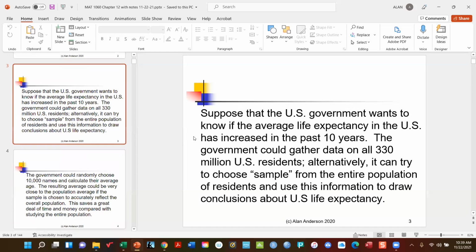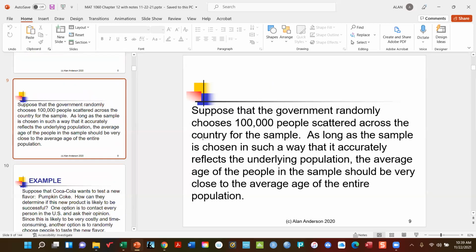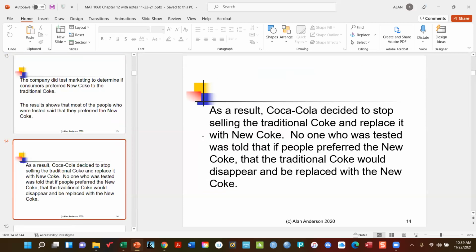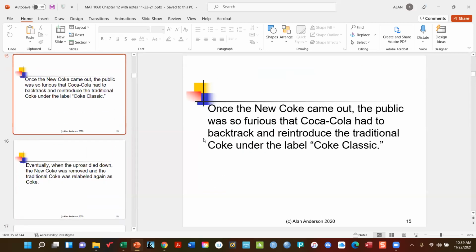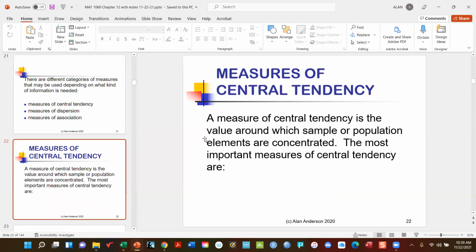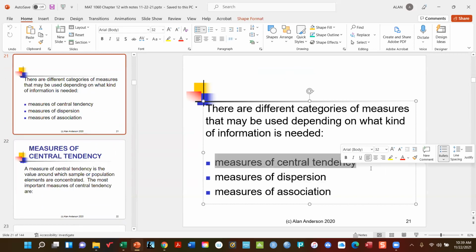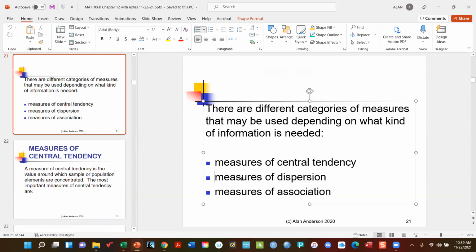But anyway, what we also want to look at is several measures that help us understand the properties of either a sample or a population. The first group of measures that we started to look at are the so-called measures of central tendency. Then next we'll be looking at the so-called measures of dispersion. And then finally, we'll be looking at the measures of association. They all have different purposes. They all try to explain something different about a population or a sample.